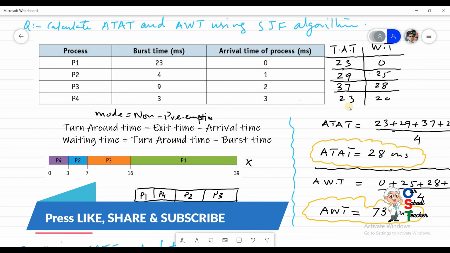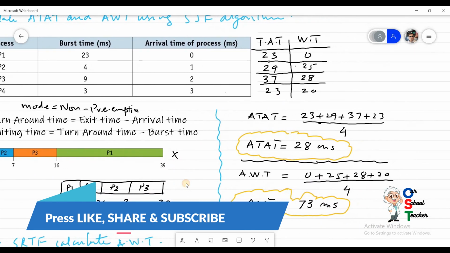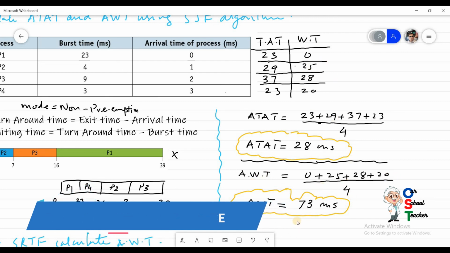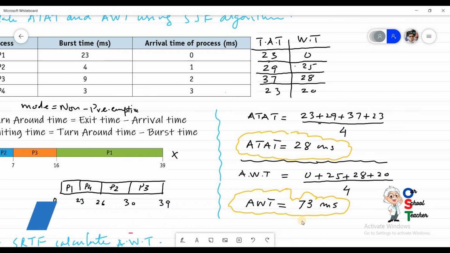To calculate the average turnaround time of all, just add and divide by 4, so you will get 28 milliseconds here. And for average waiting time, again add all these and divide by 4, and you will get 73 milliseconds here. At this point we will end our lesson here.